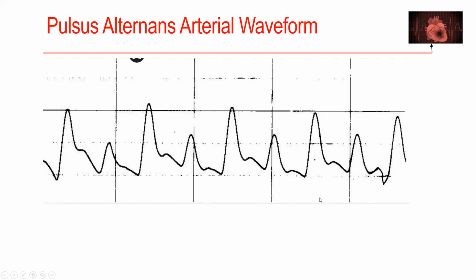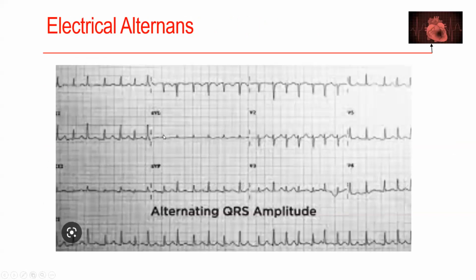Okay, so pulsus alternans and also electrical alternans. So what you're going to see, you can see it here really well in lead 3 and lead 2. Big, small, big, small, big, small, big, small, big, small, if it was continuing along there. So down here, you've got a rhythm strip.